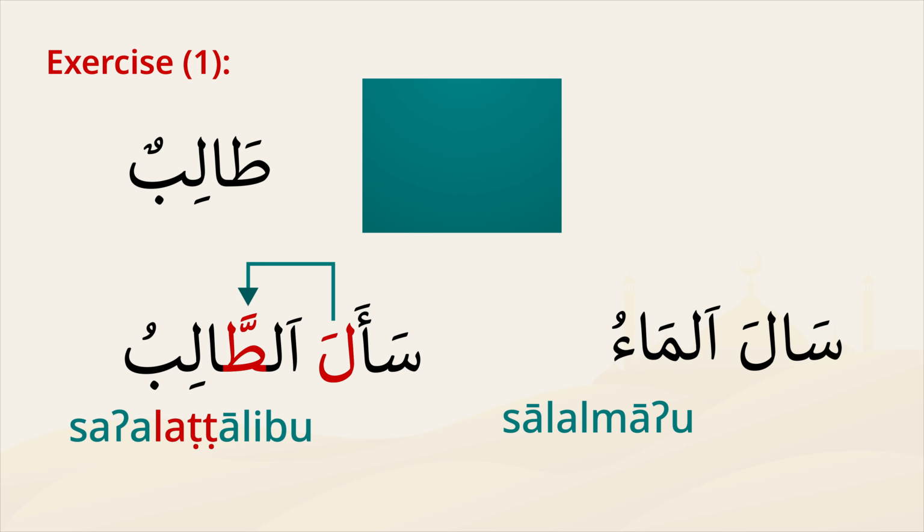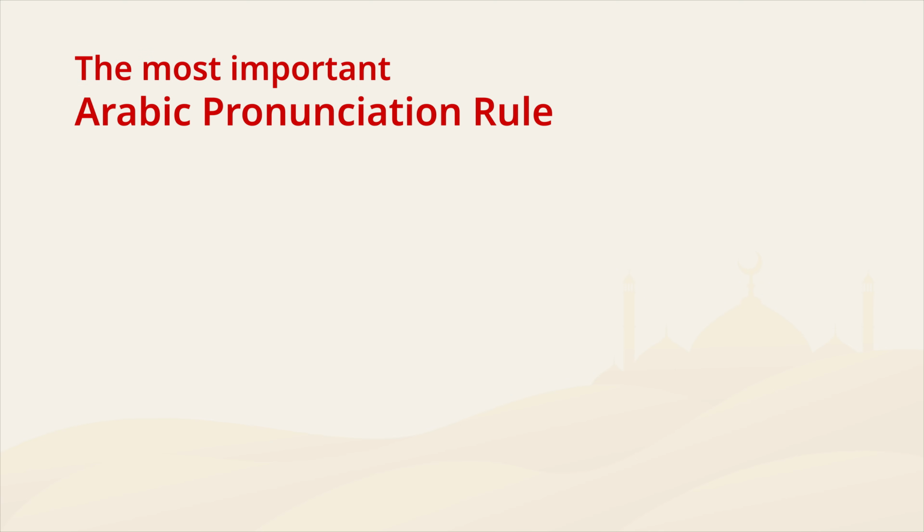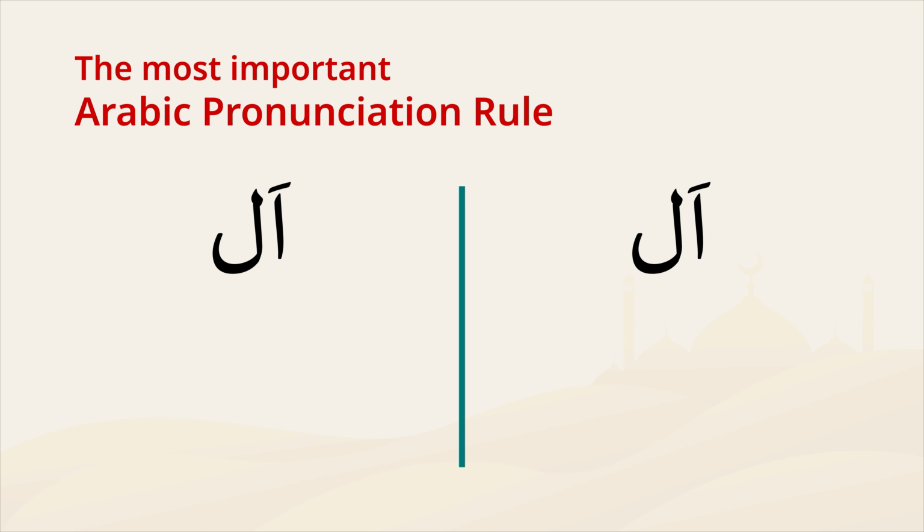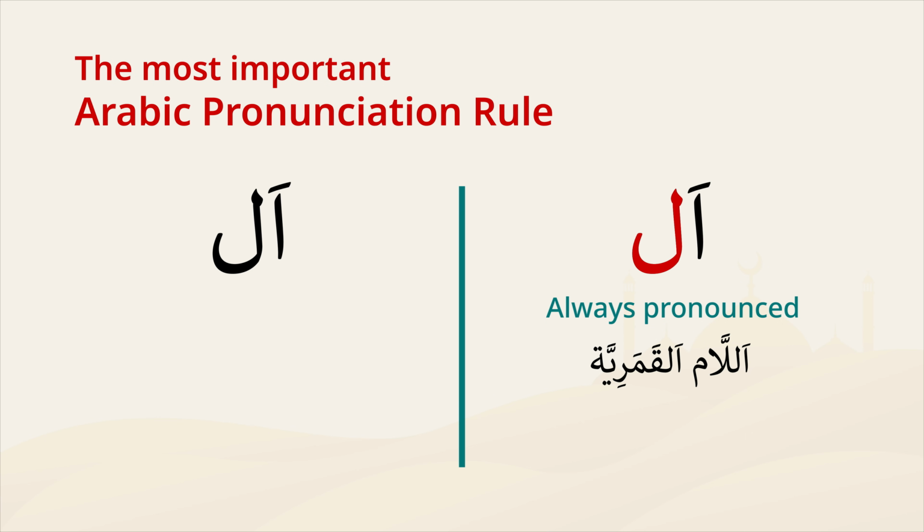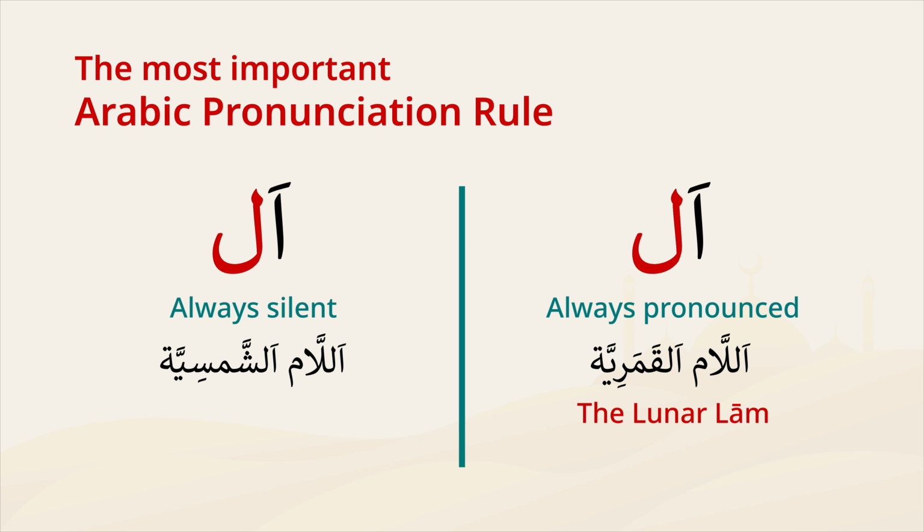But why? This takes us to one of the most important rules in Arabic pronunciation, the rule of lam, which says there are two different lams of the definite article. The one that is pronounced normally, like in the first example, is called al-lam al-qamariyya, which literally means the lunar lam. And the second one will be silent, as in the second example. And this one is called al-lam al-shamsiyya, meaning the solar lam.